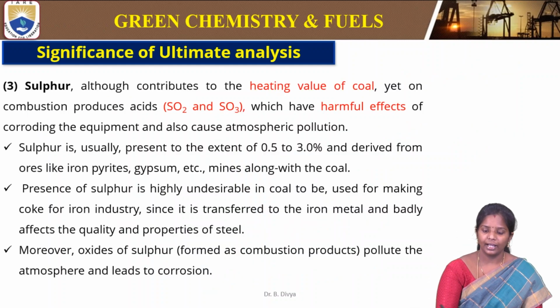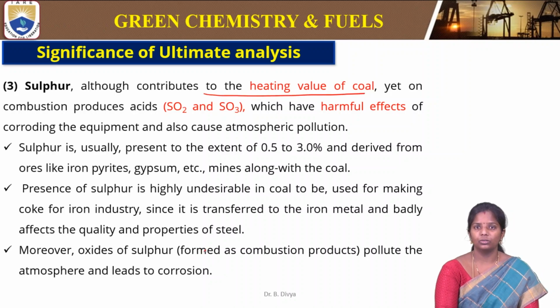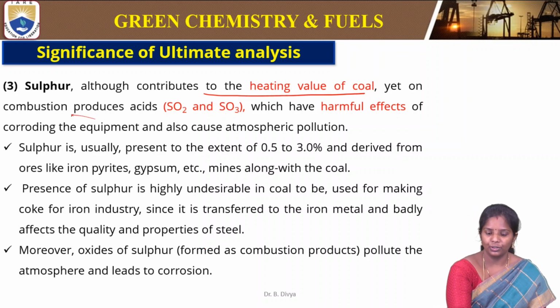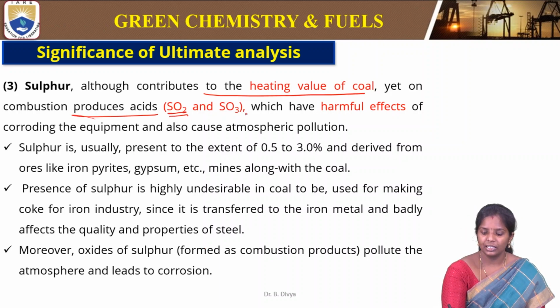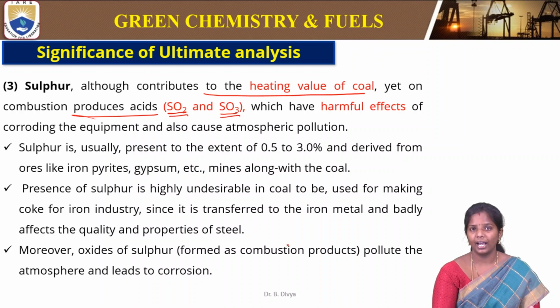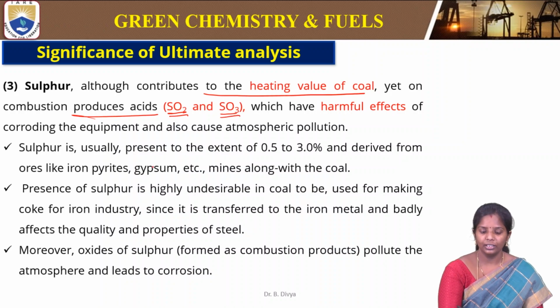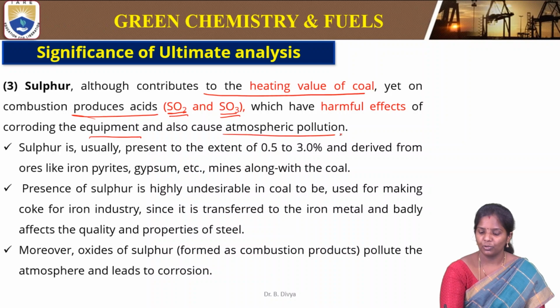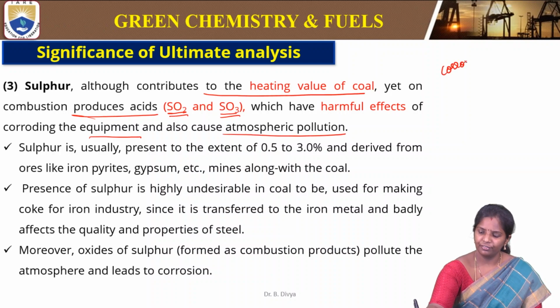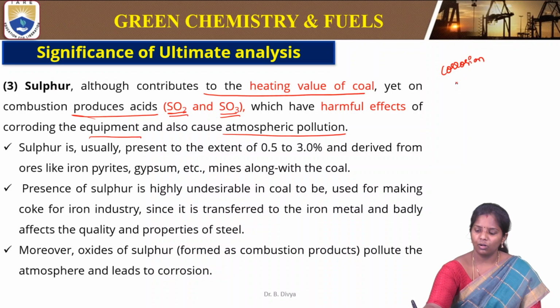Then sulfur, it contributes to the heating of coal. Although it will increase the calorific value, the presence of sulfur will produce acids like sulfur dioxide and sulfur trioxide. So these will have harmful effects, corroding the equipment and also causing atmospheric pollution. So this will cause corrosion of the equipment that we are using, and also pollution to the environment.